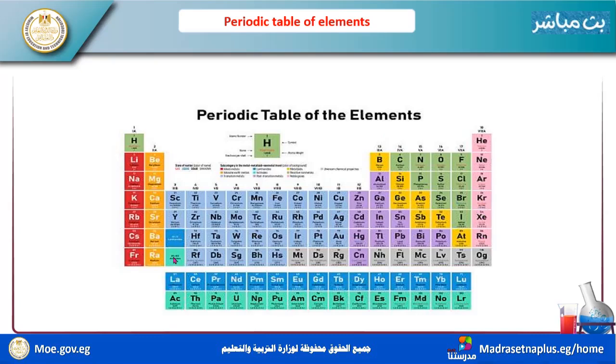Transition elements in the middle of the periodic table: 3B, 4B, 5B, 6B, 7B, 8, 8, 8, 1B, 2B. Or we can say the columns are 3, 4, 5, 6, 7, 8, 9, 10, 11, 12. We have inner transition elements below this table. To keep the shape of this table, we put these elements below. We have 14 elements in each period.